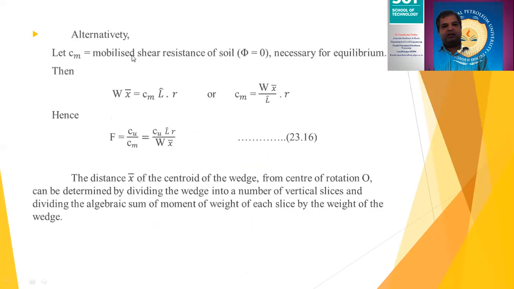Alternatively, if I take Cm, which is the mobilized shear strength of the soil, which is necessary for equilibrium. So in that case, the shear strength will mobilize when the slope is on the verge of failure. At that time, whatever the value of cohesion there is, it is called mobilized shear strength or mobilized cohesion. So when I say the slope is on the verge of failure, it means the factor of safety should be equal to 1.